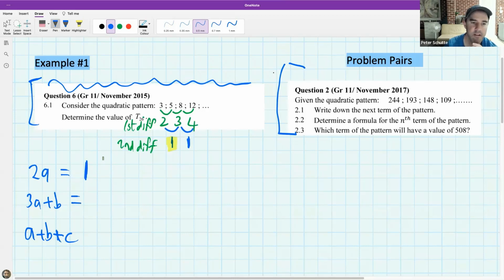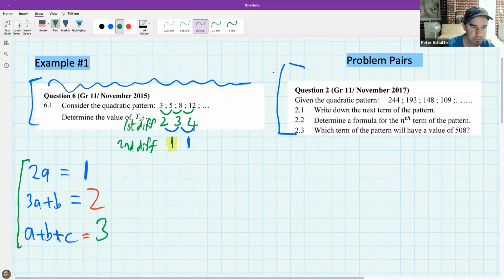Okay, now. Yes, sir. 3a plus b is equal to the first difference. So I'm going to the line for first differences, which is this line over here. What is the first difference, Candy? Okay. Perfect. All right. Now, the last bit is, what is a plus b plus c equal to? It's equal to the very first term in the pattern. So what is the very first term in this number pattern that I've given you? It's 3. Perfect.